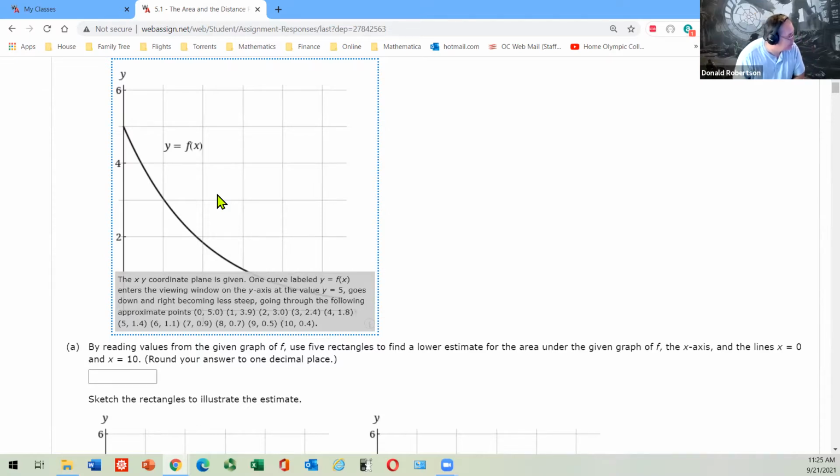At 0, the function's value is 0. At 2, it's 3. At 4, it's 1.8. At 6, it's 1.1. At 8, it's 0.7. And at 10, it's 0.4. I'll now zoom back to what I was doing on my paper.